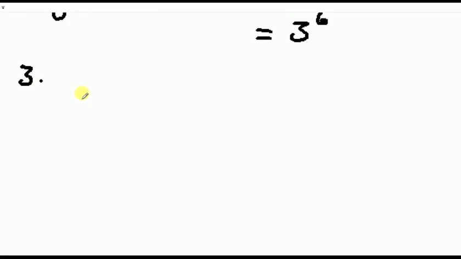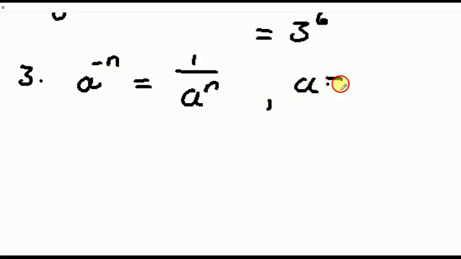This is our negative exponent. So this will be a to the power minus n is equal to 1 over a to the power n when a is not equal to 0. So let me try to show you how we came up with this one.